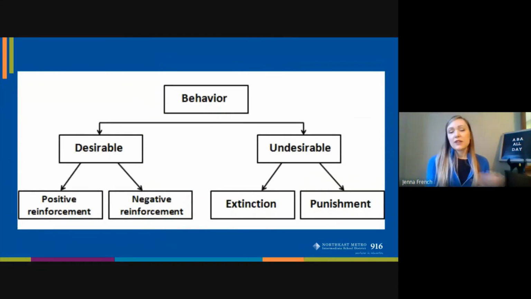So this visual kind of puts everything together that I just talked about with regard to increasing or decreasing behavior. So let's start with behavior. If it's desirable, we would either want to give positive reinforcement or negative reinforcement, kind of depending on the context. If it's undesirable, we use extinction or punishment. So that just kind of illustrates all of those components there.